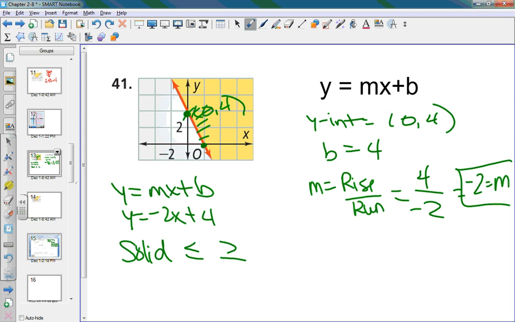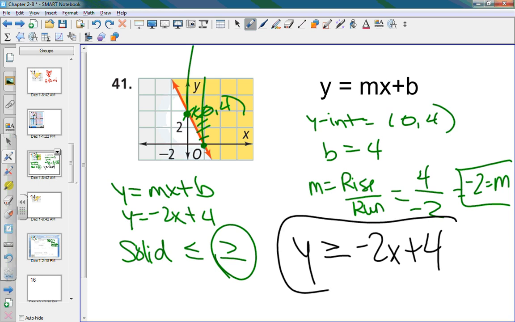Is the shading above it or below it? Above it. Why is it above it? Because here's a point. Go vertical. Here's a point. Go vertical. It's above it. So since it's above it, I'm going to choose the lovely greater than or equal to symbol to give me the inequality. Y is greater than or equal to -2x plus 4. Yes or no?